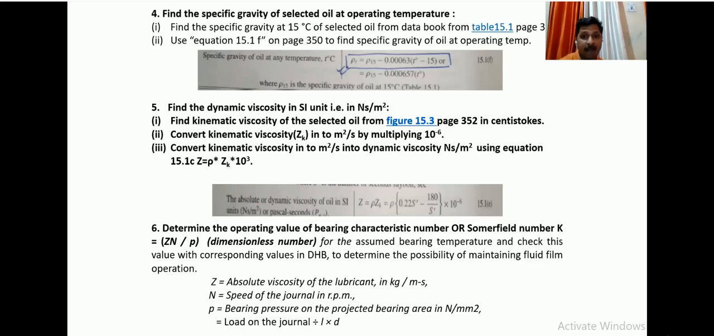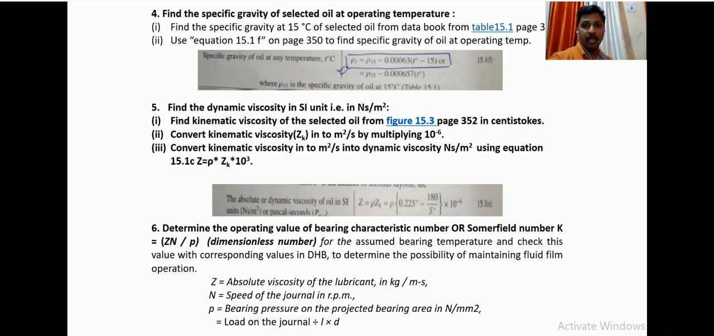So we have to find the kinematic viscosity in terms of centistokes from that graph. We will convert this kinematic viscosity into meter square per second, and then the kinematic viscosity calculated in meter square per second will be multiplied by the density of the oil at the operating temperature. We will have the dynamic viscosity.